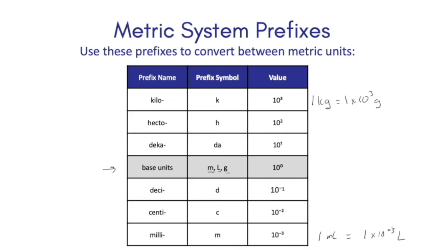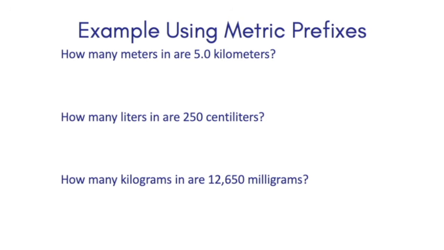So let's do some examples. We're going to take what we learned in the first part, combine it with the units that we now have in our metric system, and solve problems that you will likely see in chemistry. So how many meters are in 5.0 kilometers? Let's start with what we have, which is 5.0, and I'm using the abbreviation for kilometers.